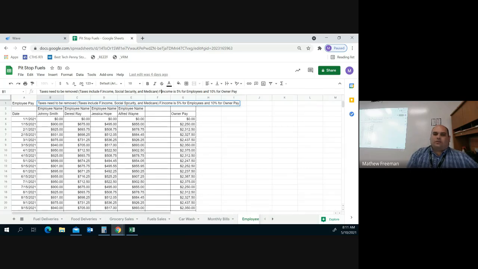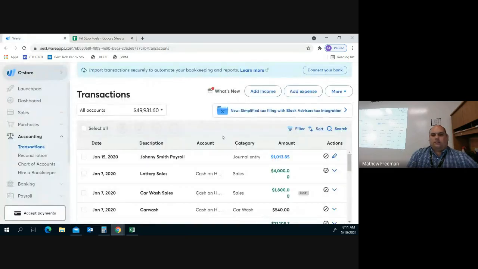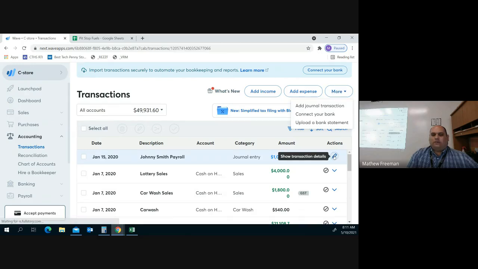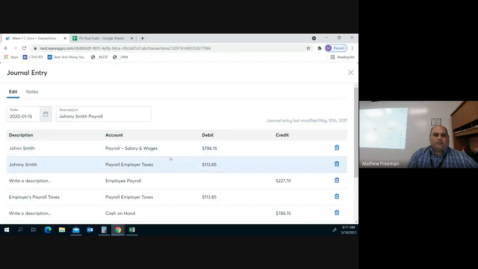Okay. So Social Security is 6.2%. Medicare is 1.45%. Okay. So you need to know those. So here, what you're going to do is come hit add journal transaction. And I'll show you real quick. I did one already, and then we'll go through another one.